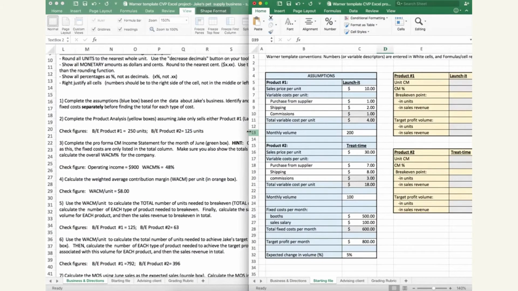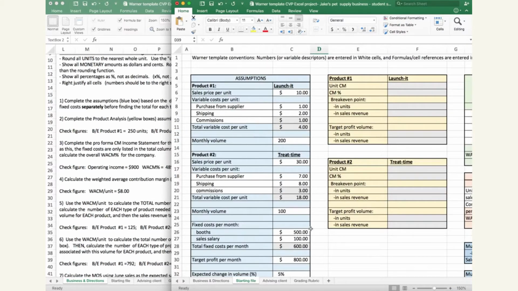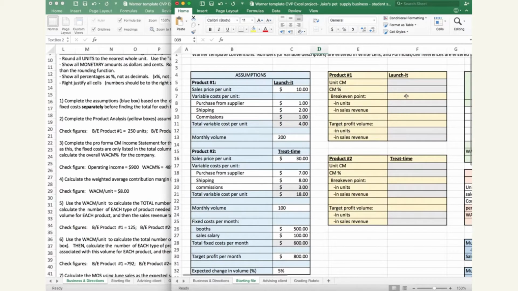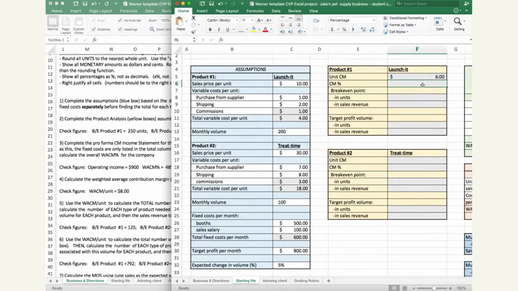I'm going to make this a little bit bigger so that you can see what we're doing. This is just like the stuff we've been doing, single product break even. The first thing you calculate is your unit contribution margin, which, as we know, is sales price minus total variable costs. Notice these cells are grayed out. You calculate that as the price minus the total variable cost. That's 6. And then your contribution margin percent is just the contribution margin divided by price. So what percentage of the price is your contribution margin?